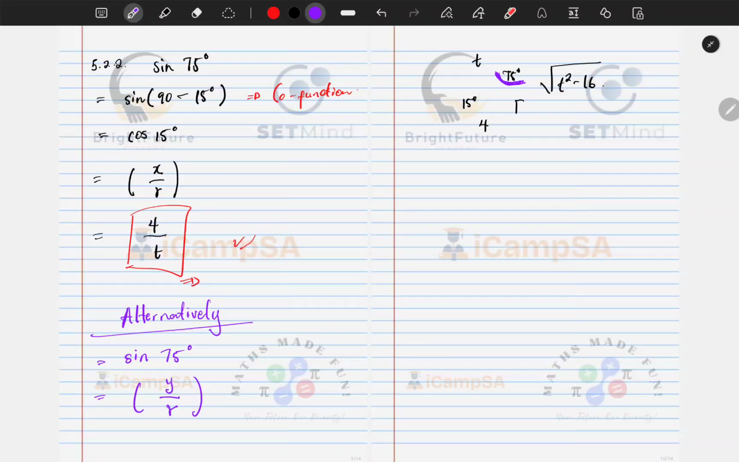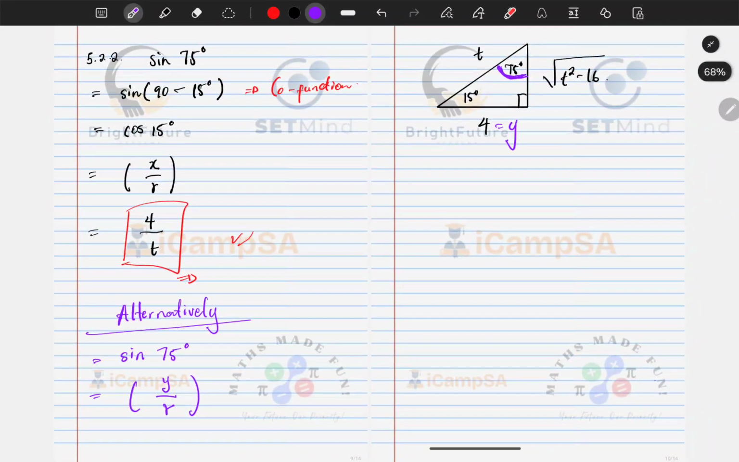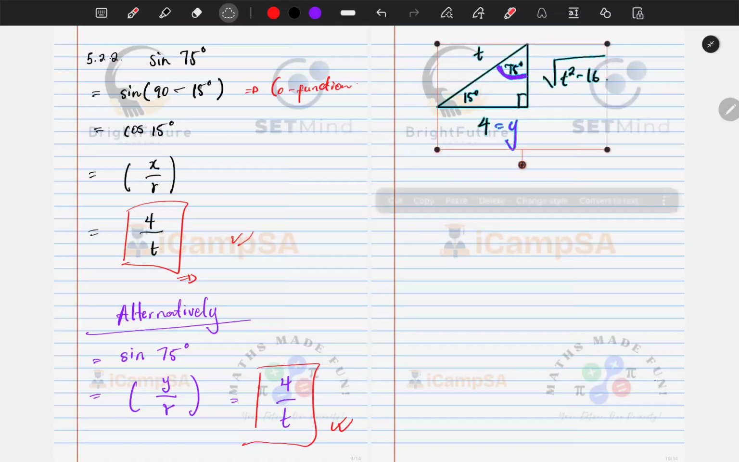it's fine, we can deal with this. So this side now is going to become your opposite side, or your y, if that is the angle in focus. So now you can simply say your answer is going to be 4 all over t. So it still gives you the same answer. In both methods, you should be able to win.